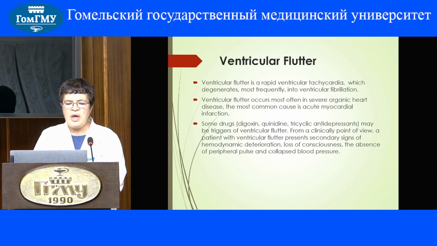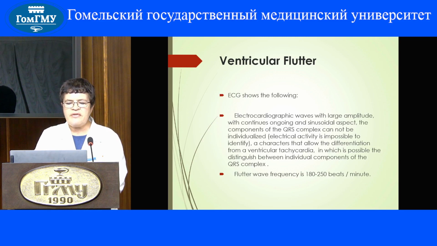From a clinical point of view, a patient with ventricular flutter presents signs of hemodynamic deterioration, loss of consciousness, the absence of peripheral pulse, and collapsed blood pressure. ECG shows electrocardiographic waves with large amplitude, with continuous ongoing and sinusoidal aspect. The components of the QRS complex cannot be individualized. Electrical activity is impossible to identify. These characters allow the differentiation from a ventricular tachycardia, in which it is possible to distinguish between individual components of the QRS complex. And it's necessary to repeat that flutter wave frequency is from 180 to 250 beats per minute.